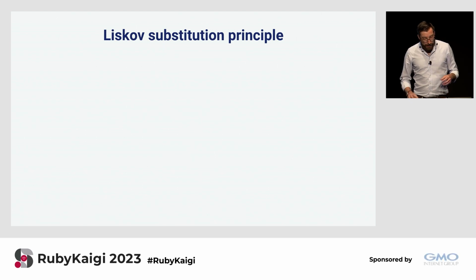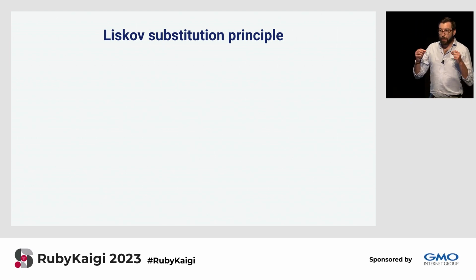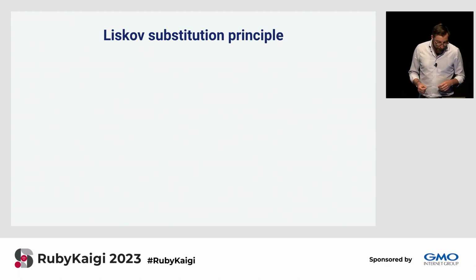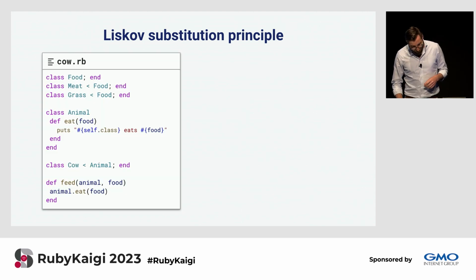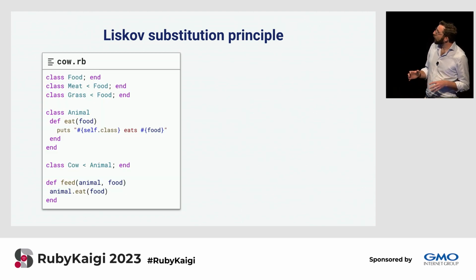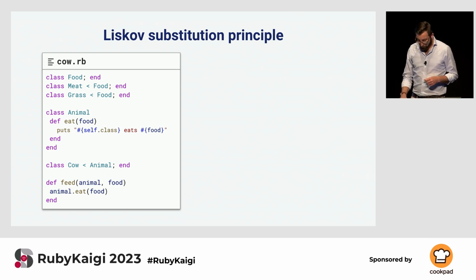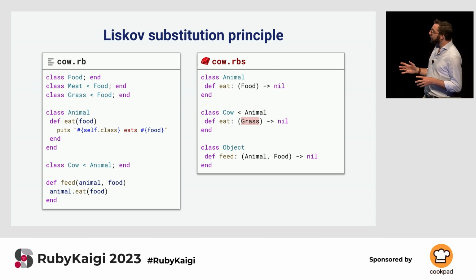Another problem is the type safety, so the rules applied by the type checker over the code it's type checking. Let's talk very fast about the Liskov substitution principle. Here I have an example of code where I have some food. I have meat, that is a kind of food, grass, that is another kind of food, and I have an animal that can eat food. I have this cow that is a kind of animal, and I have a method to feed an animal with some food. In RBS, I can write this.